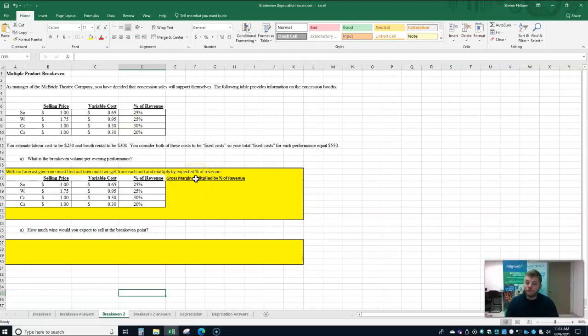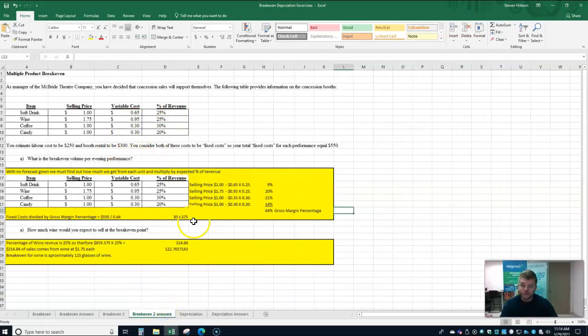Next part, Breakeven 2, is going to be a multiple product review. Basically, I want you to go through and understand what kind of break-even prices you need based on different selling prices, different variable costs, and different percentages of revenue. You'll be working through the percentages. The selling price of $1 times a variable cost of 0.65 times 0.25 will give us what percentage of our revenue. It'll show that it's going to be 9% of our revenue.